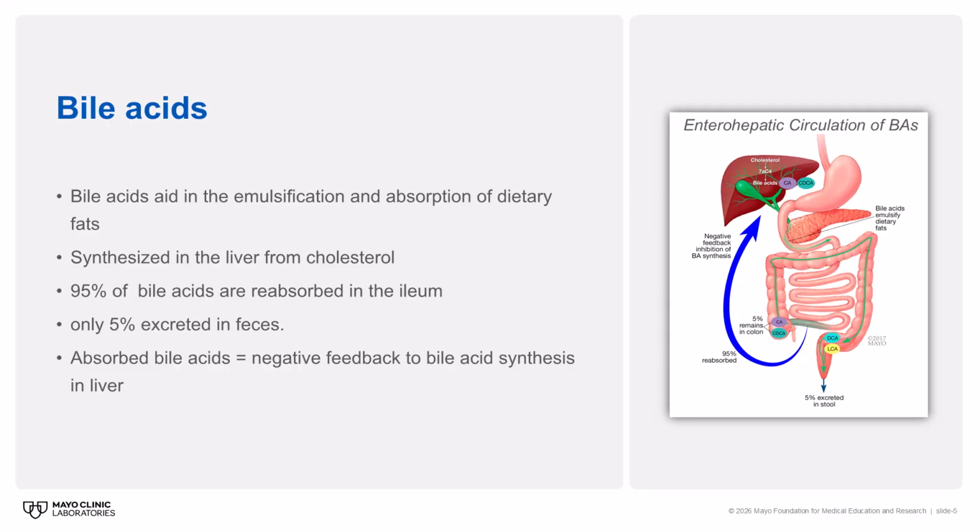The remaining 5% of bile acids enter the colon and traverse it, and during that colon travel, they are converted by bacterial enzymes to what we call secondary bile acids, notably deoxycholic acid and lithocholic acid. And those are excreted in the stool, with a majority of bile acids in the stool being secondary bile acids.